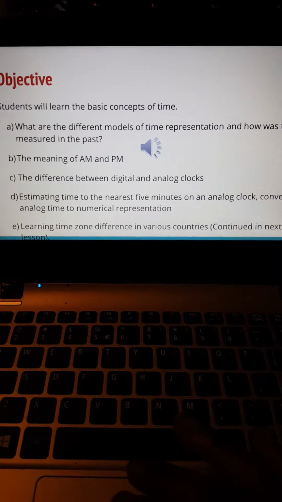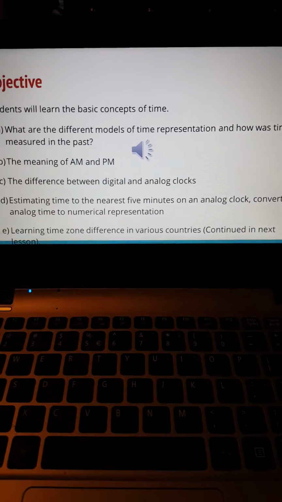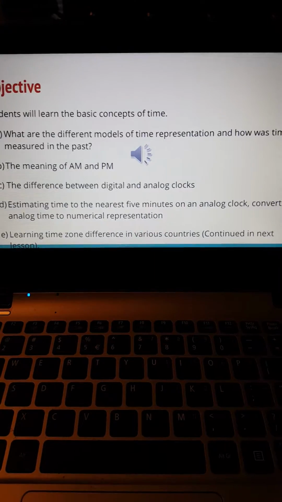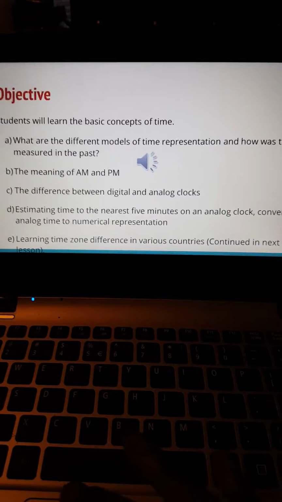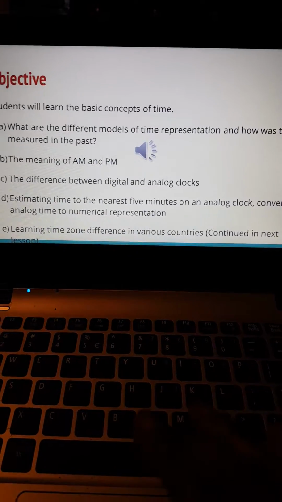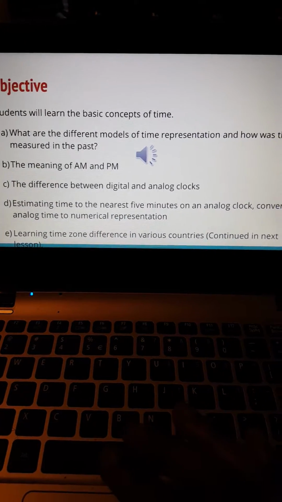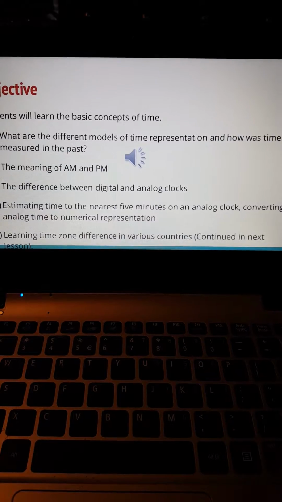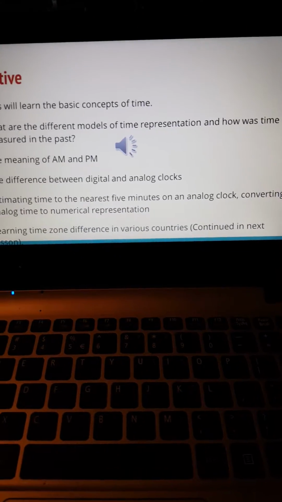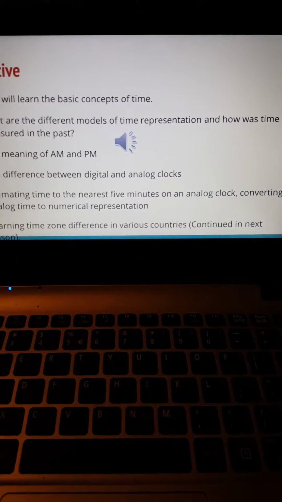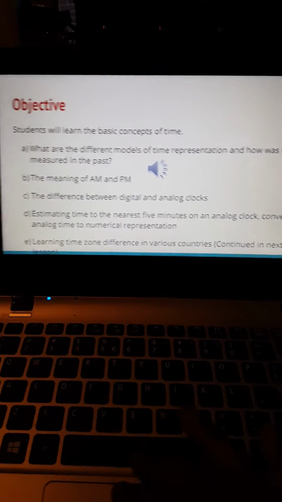They'll also learn the difference between digital and analog clocks, and estimating the time to the nearest 5 minutes or 15 minutes, which is the 1:45 and 2:30. And the final one, the E, is learning time zone differences, which we will not get to in this lesson, but it is an option to make a continuing lesson where students can learn about sundials and other methods of time telling that they used in previous years.